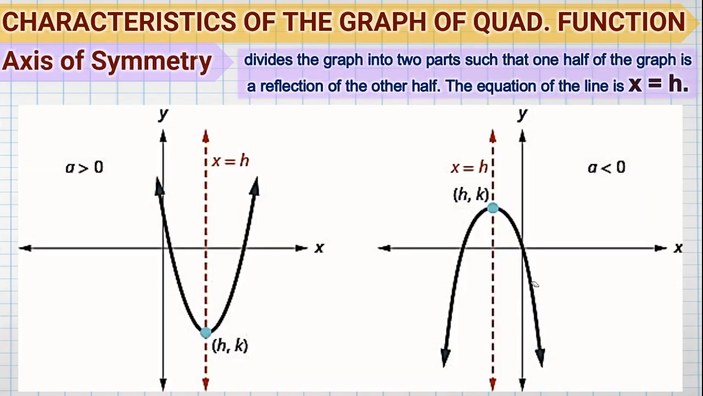Okay. So, as we proceed with this other characteristic of a quadratic function, or graph of a quadratic function, we have the axis of symmetry. So, coming from the word symmetry, it divides one whole into two equal parts. As you can see here, ito yung axis of symmetry natin dito sa parabola natin that opens upward. So, it is always defined by x is equal to h.